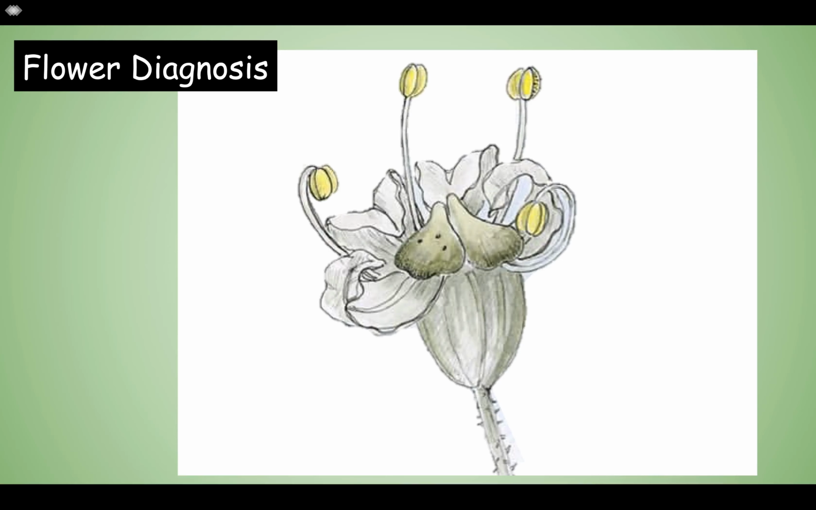For it to be complete, it needs to have all 4 whorls. That means that a calyx, also known as sepals, has to be present. We also need to have a corolla, which are petals. For this flower specifically, there's usually 5 petals, either yellow or white, like in this drawing. The third whorl is androecium, and that's the stamen, which we also have present. And we have 5 of those in each flower.